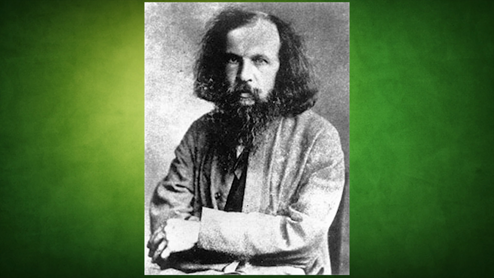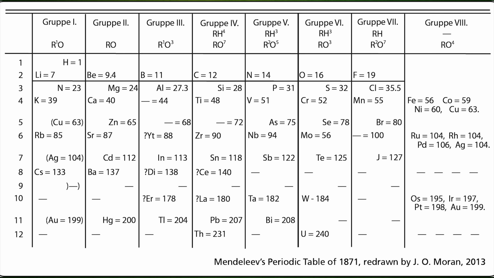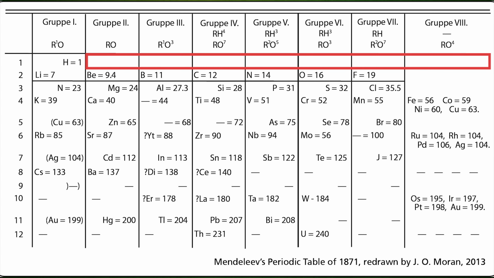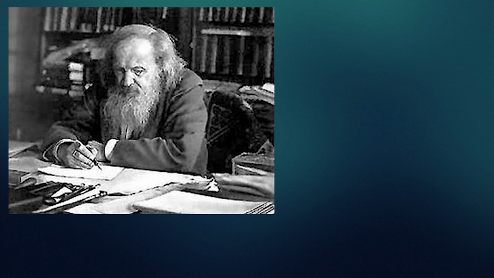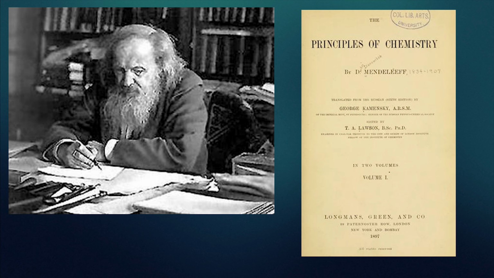Dmitri Mendeleev had a similar idea but got it right. He formulated the periodic law, created his own version of the periodic table of elements and used it to correct the properties of some already discovered elements, and also to predict the properties of 8 elements yet to be discovered. After becoming a teacher, Mendeleev wrote the definitive textbook of his time, Principles of Chemistry.